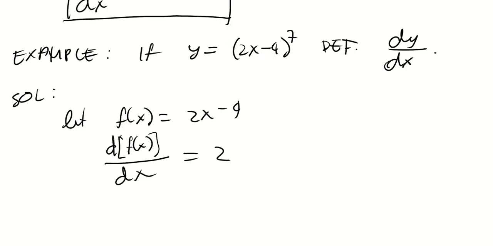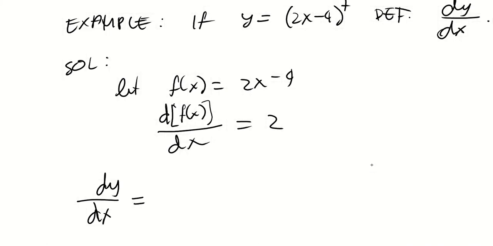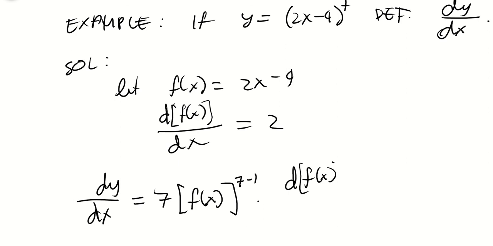dy dx now will be equal to, so it's raised to 7, so bring down the exponent. Then you multiply it with f of x. Then you raise it to 7 minus 1. Then you multiply it again with the derivative of that f of x with respect to x. So that's chain rule.